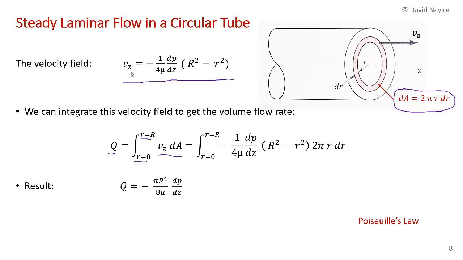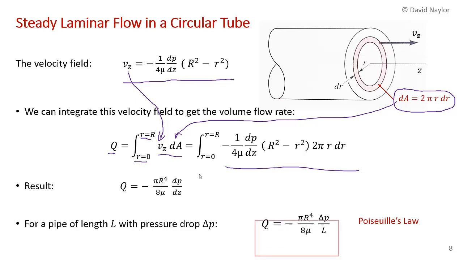So I've made the substitution in here like that, and I've made the substitution for dA in there, and that's the result. And now you can perform this integration. It's very straightforward. Integrating polynomials is not very difficult. And what we get is Q equals minus pi R to the 4th over 8 mu dp/dz. And that result is called Poiseuille's law.